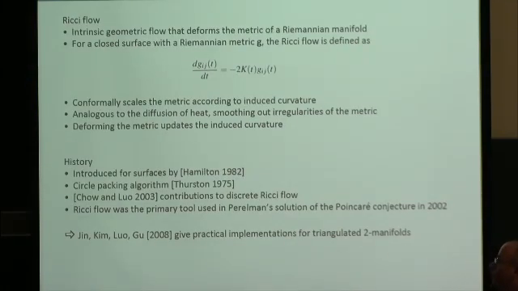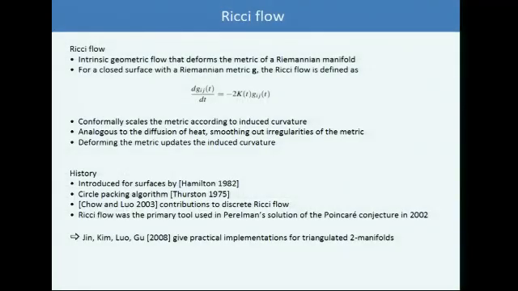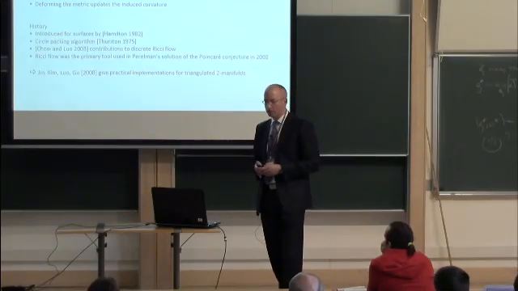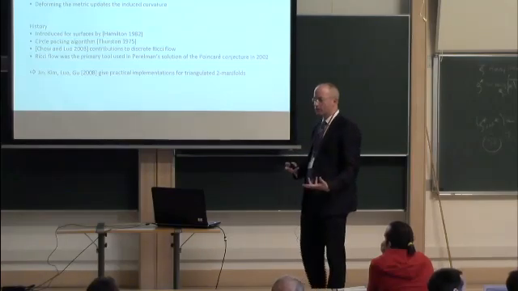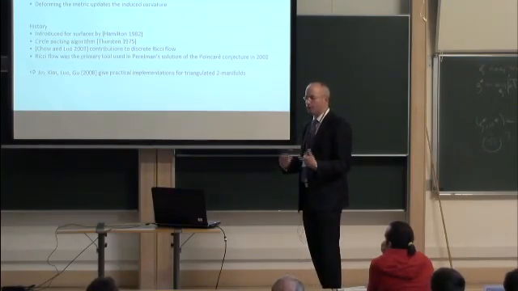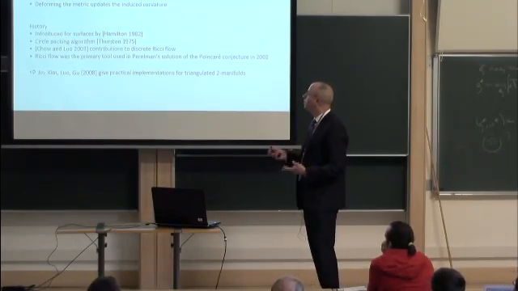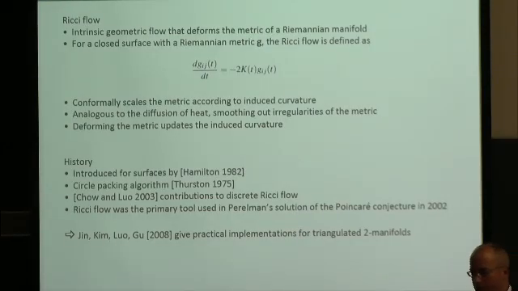To solve conformal mapping, we're using Ricci flow, which is an intrinsic geometric flow that deforms the metric of a Riemannian manifold. For a closed surface with Riemannian metric G, the Ricci flow is defined using this equation, where K here is the Gaussian curvature. It conformally scales the metric according to the induced curvature in a way that's kind of analogous to diffusion of heat, and it smooths out the irregularities of the metric. Deforming the metric updates the induced curvature, and you can iterate the PDE until convergence. This equation has a global optimum.